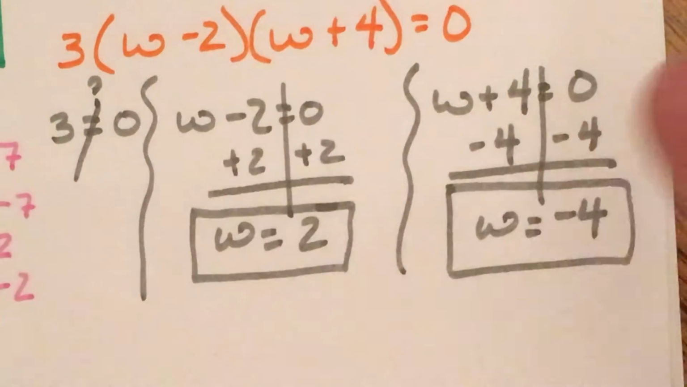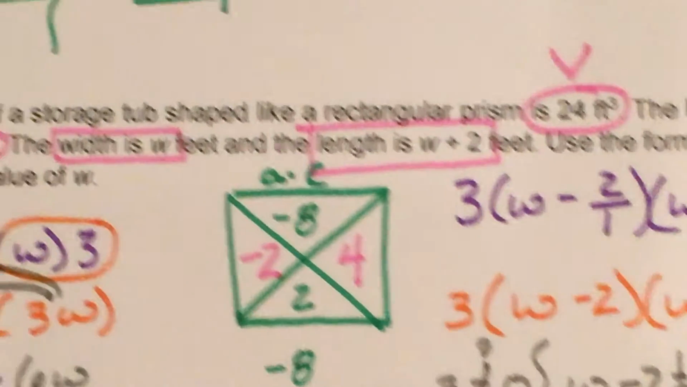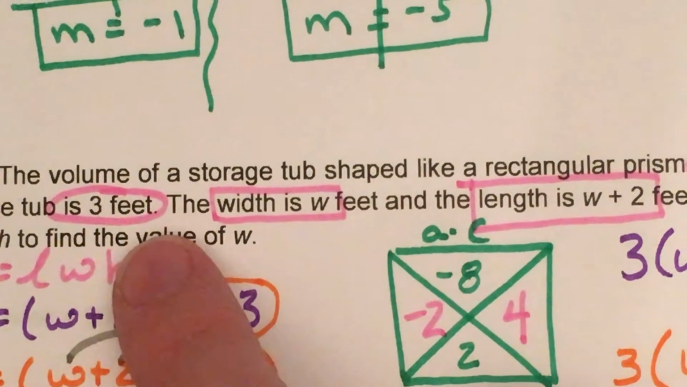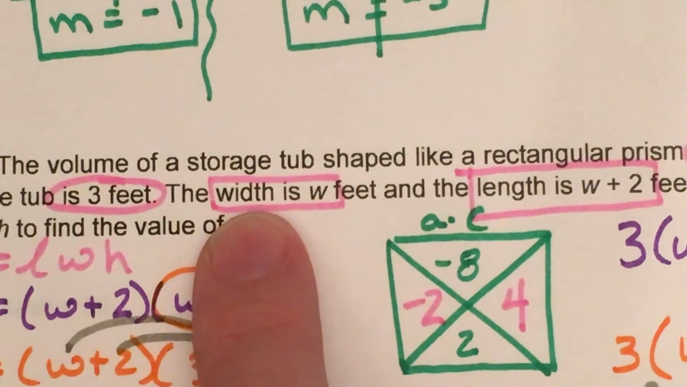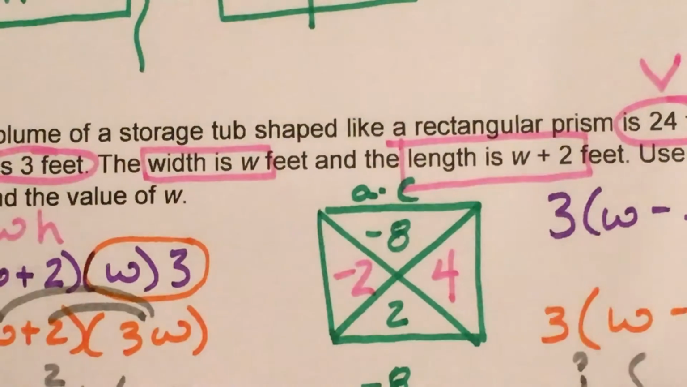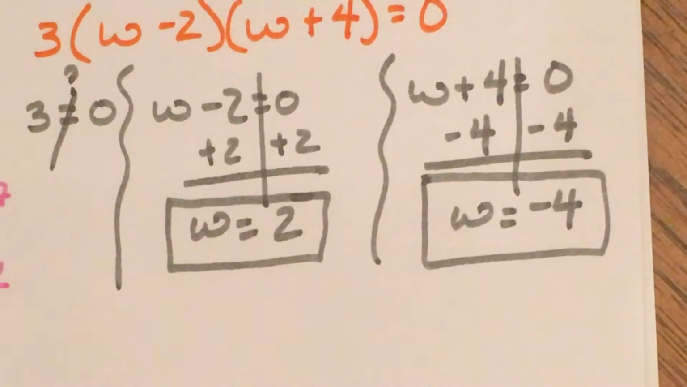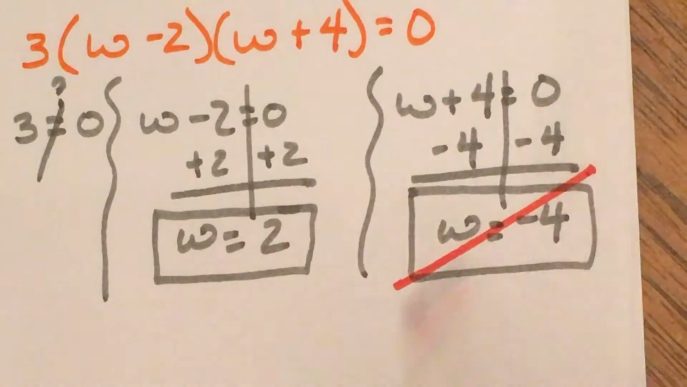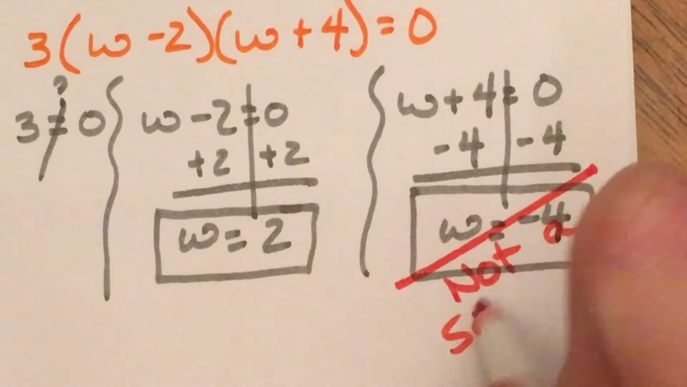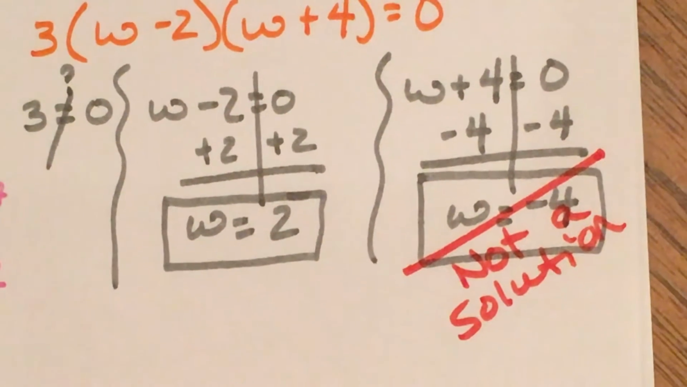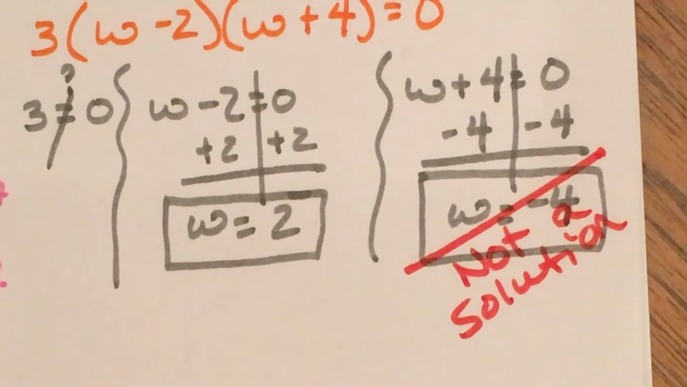Now remembering, this is a length because we have the volume and we have the height of this tub. We're looking for the width and the length. So this is a distance. Can distance ever be negative? No, it cannot. So this is not a solution. That is not a solution because you cannot have a negative value for a distance.